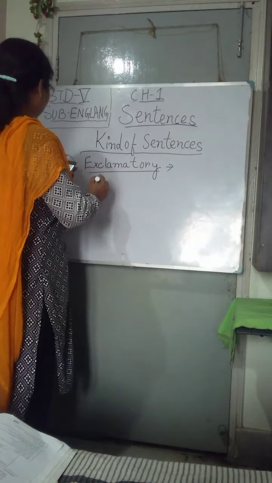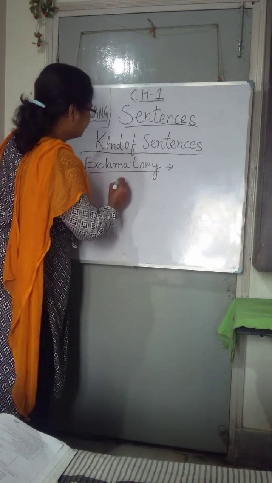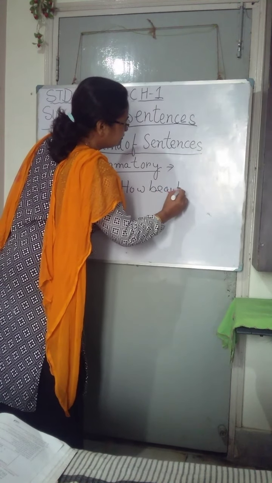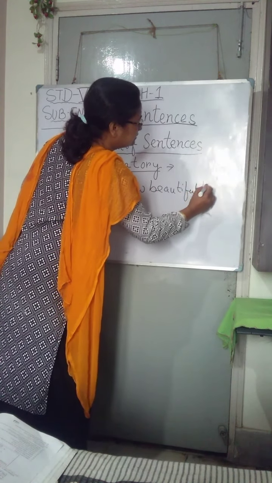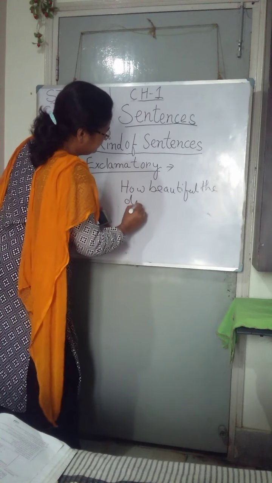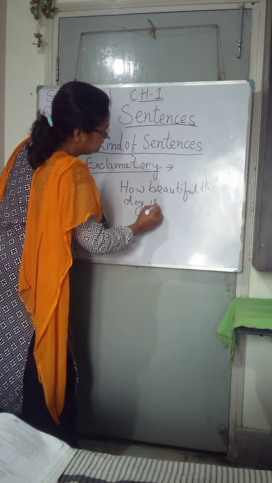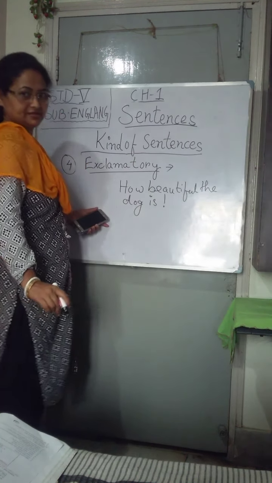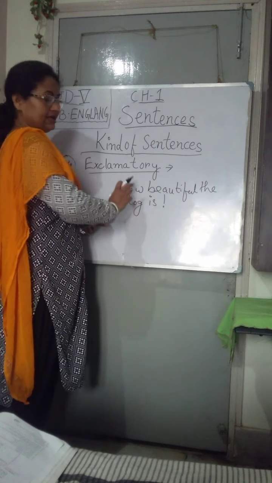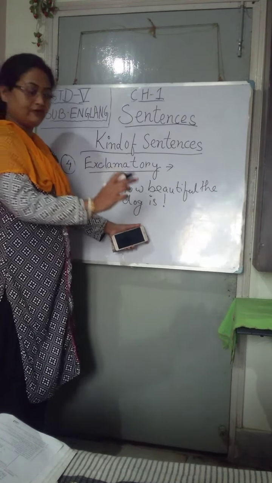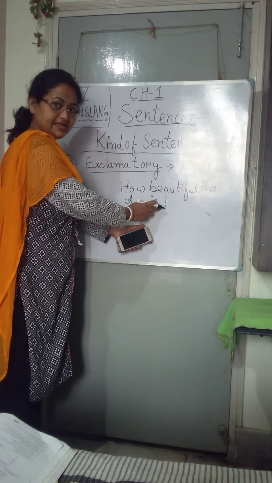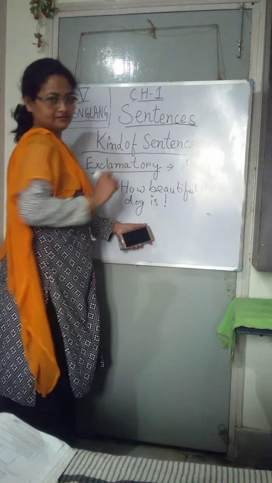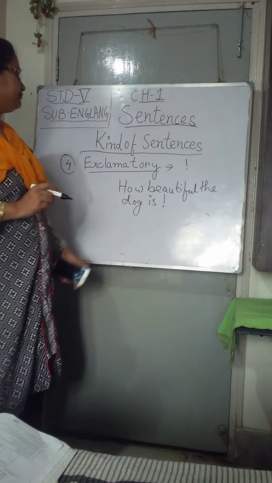Write down, it's given in the book also: How beautiful the dog is. And this is called a sign of exclamation. At the end of an exclamatory sentence, never forget to put an exclamation mark. Okay, this is the mark of exclamation. How beautiful the dog is.